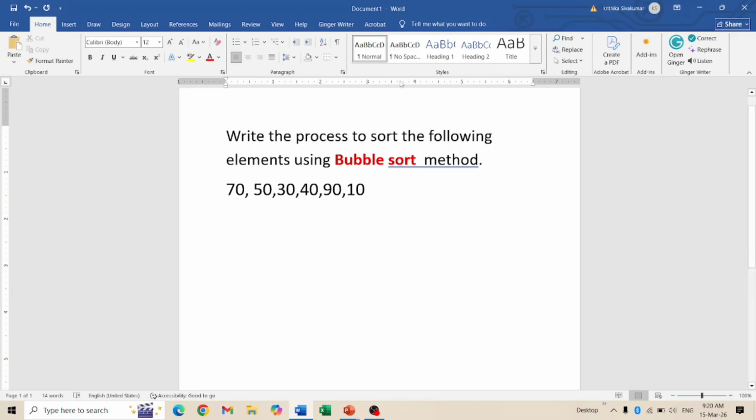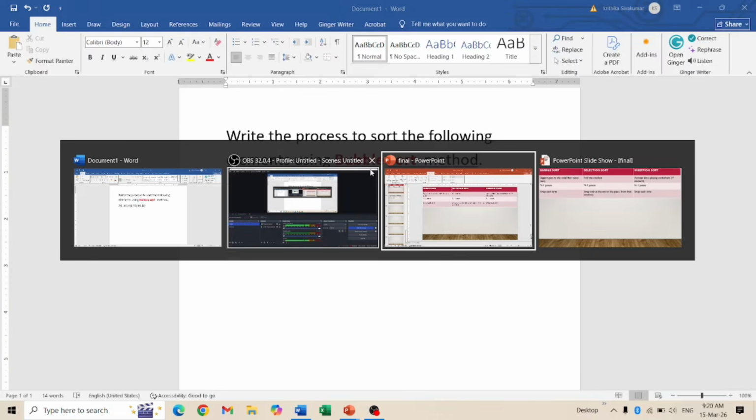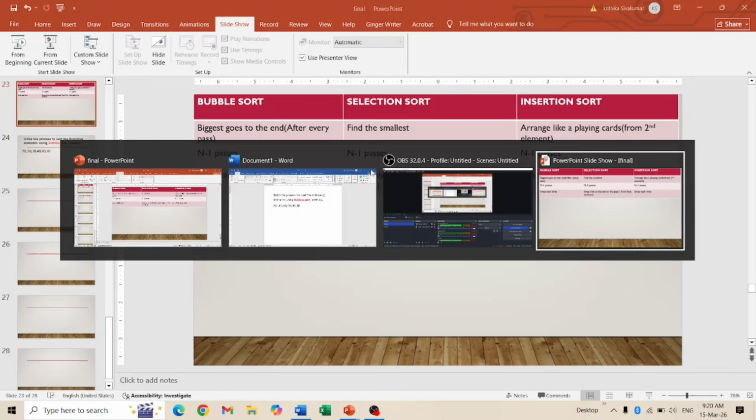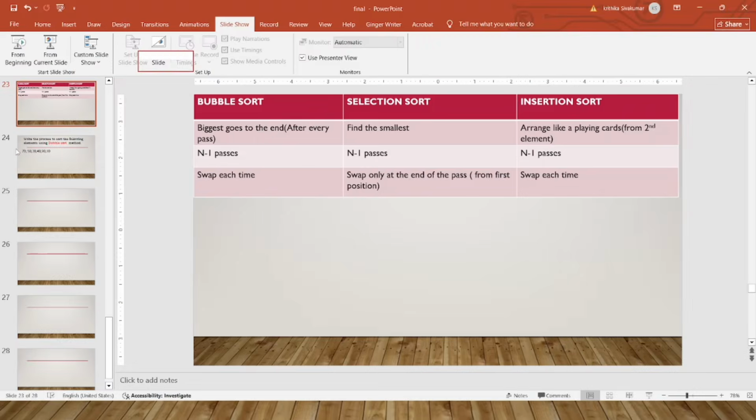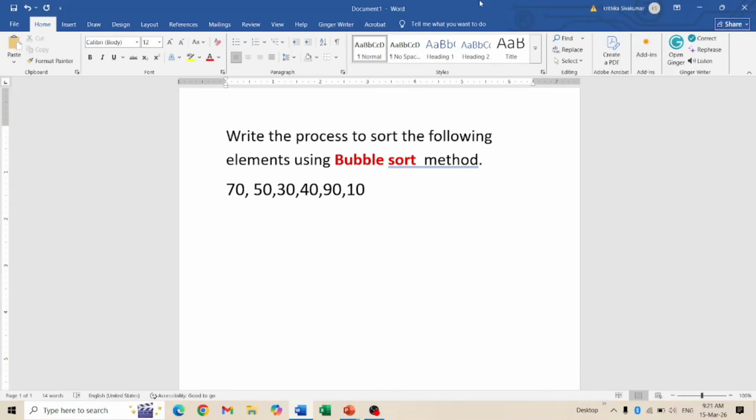And for tracing, I'm going to concentrate on bubble sort tracing, and before that you have to remember the mantra. As I told you, what is the mantra for bubble sort? It is biggest goes to the end. You have to concentrate on the largest element, and after every pass you have to make sure that the largest element is at the end. It should be n minus 1 passes, and you have to swap each time. So these are the three mantras. Now let's see how we are going to solve the problem.